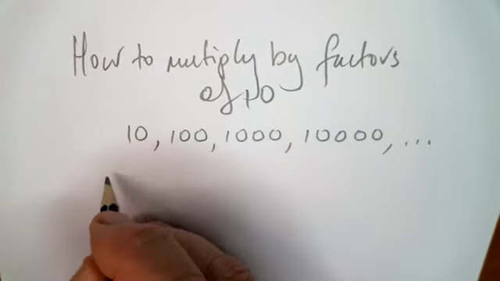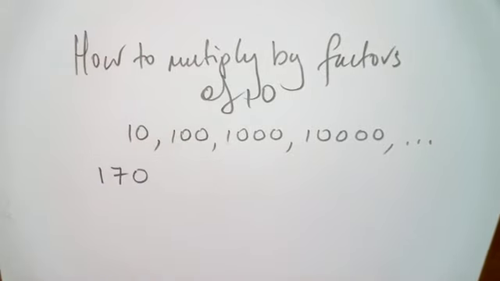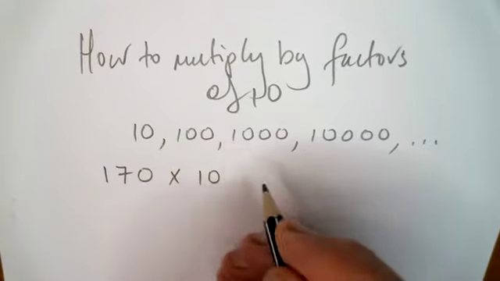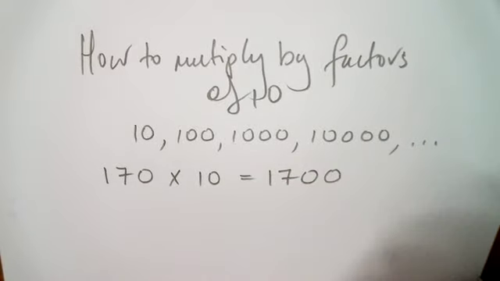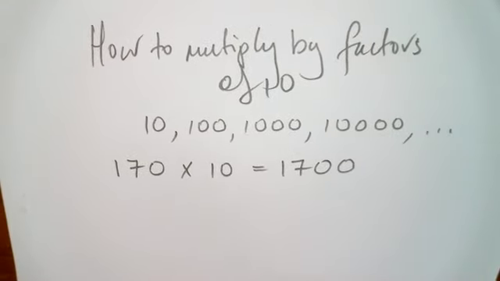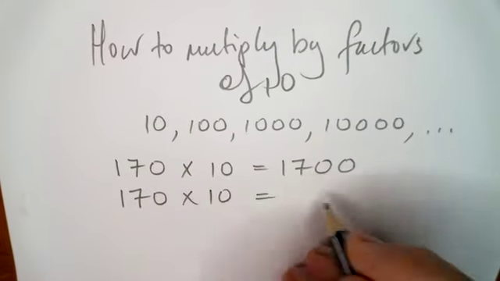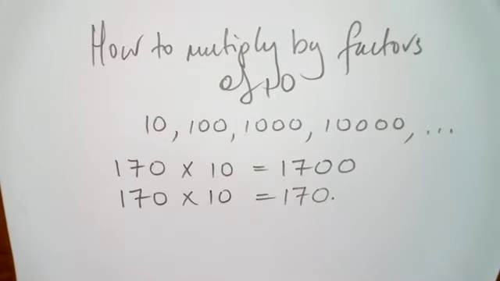So let's say I had 170, and we're going to multiply that by 10. Quick way is just to say 170 times 10 is equal to 1,700. I'm just going to add a 0 to the end. Or we could recognize that 170 is 170 with a decimal point at the end.